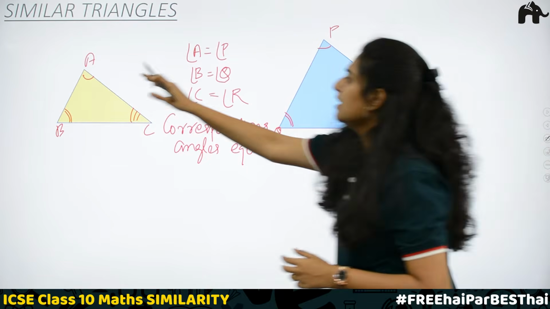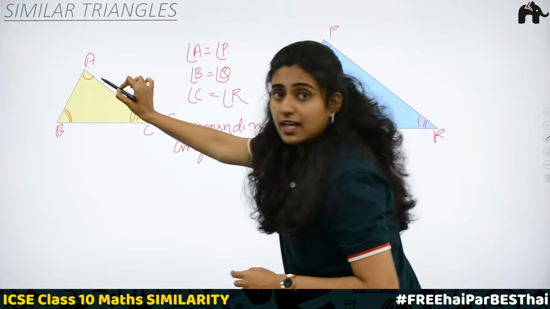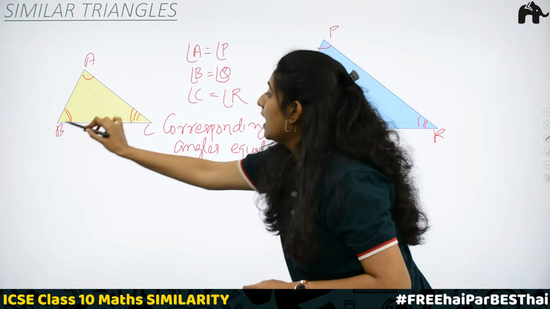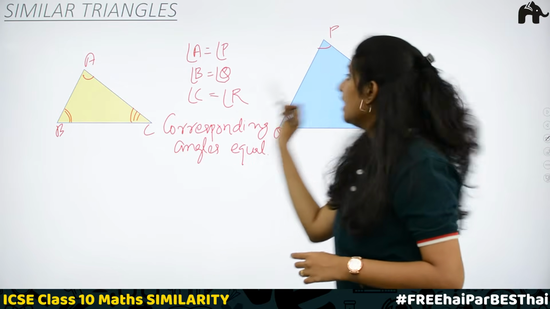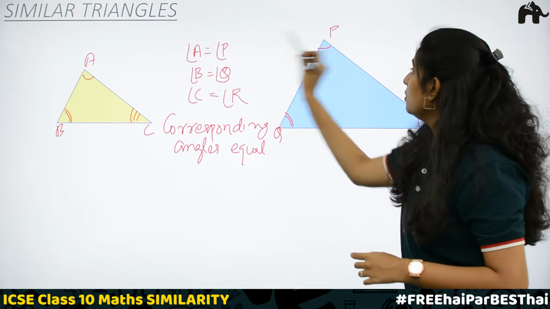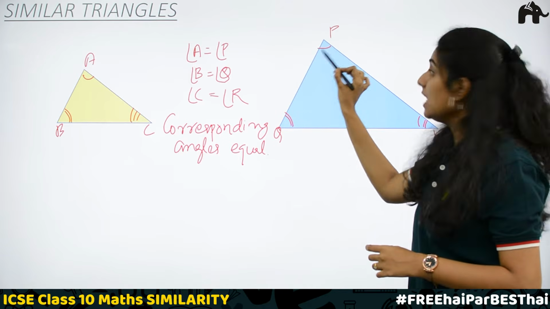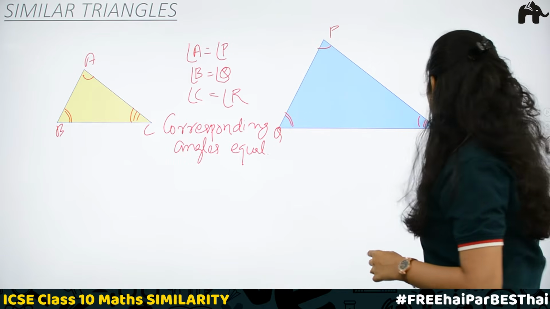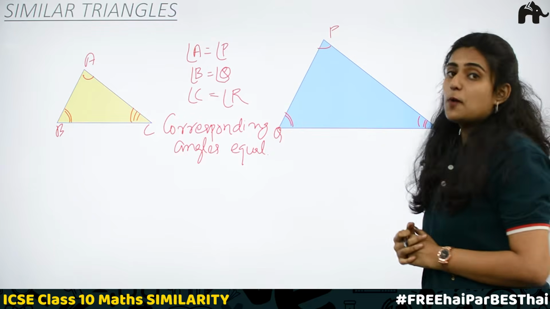Got it? Here we have taken angle A. Opposite to angle A, we have BC. Corresponding to A, the angle is P. Opposite to P, we have side QR. So, we call them corresponding sides.